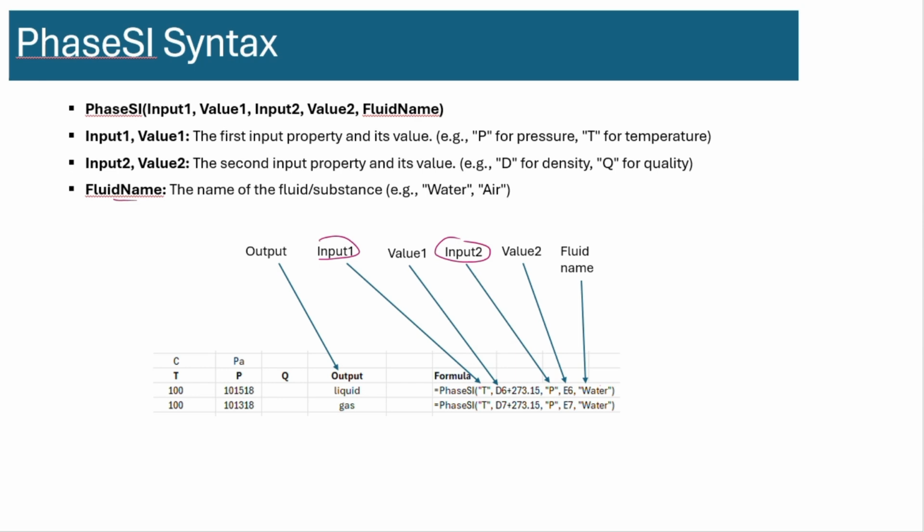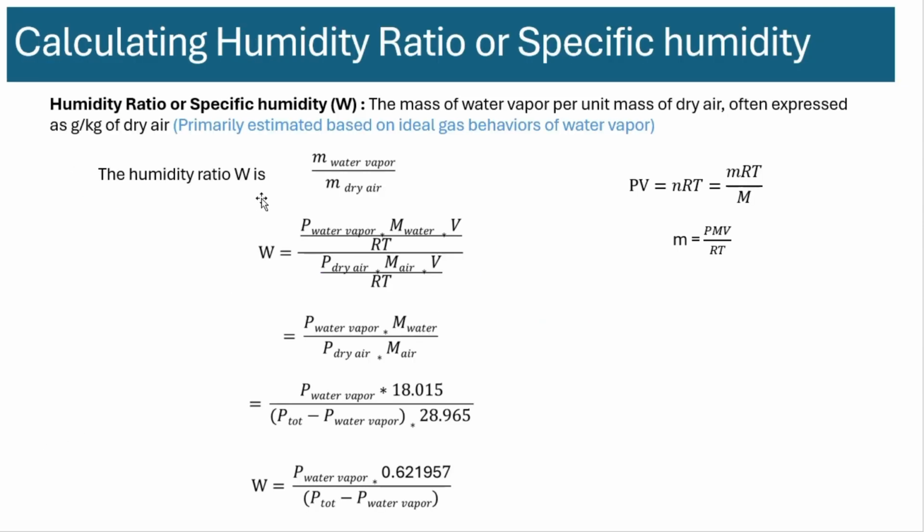All right. Now that we talked about some of the CoolProp functions, let's try to calculate some of the humidity related parameters using CoolProp functions. The first one is calculating humidity ratio or specific humidity. If you remember the last class, we defined what humidity ratio is. It is the ratio of mass of water vapor per unit mass of dry air. Basically this is the definition.